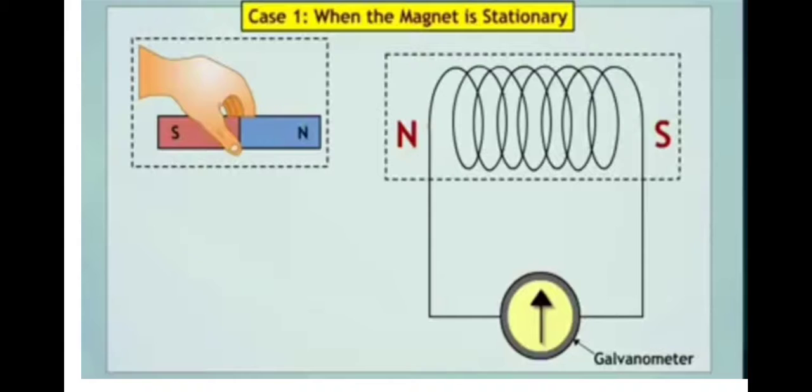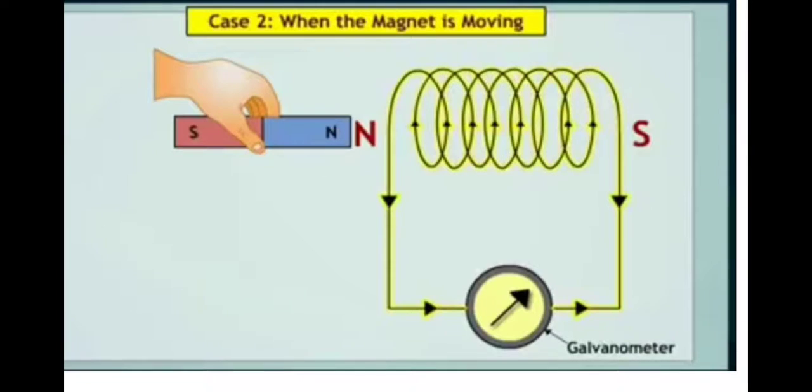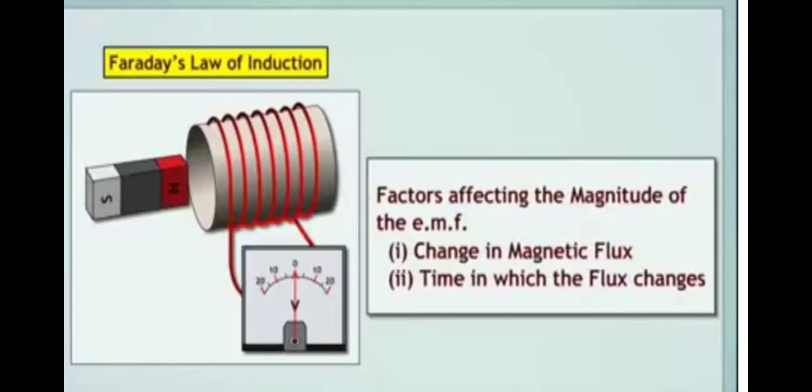Based on this experiment, Faraday formulated two laws of electromagnetic induction. Whenever there is a change in the magnetic flux linked with the coil, an electromotive force is induced. The magnitude of the induced EMF is directly proportional to the rate of change of the magnetic flux linked with the coil. The direction of the induced EMF depends on whether there is an increase or decrease in the magnetic flux.